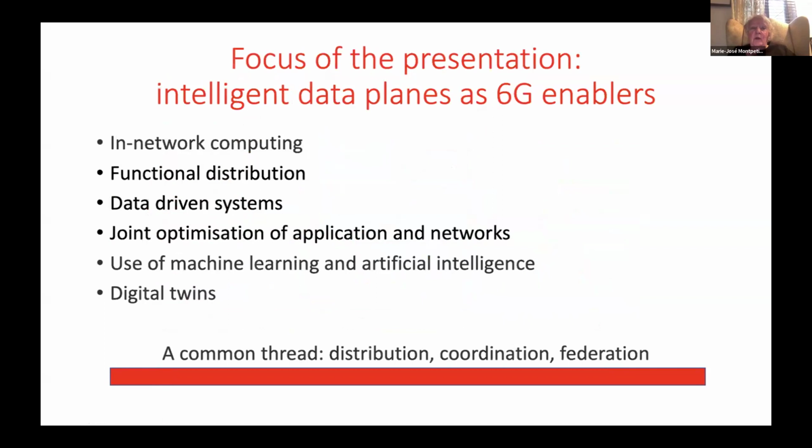The common thread in network computing, this functional distribution, data-driven joint optimization, machine learning and artificial intelligence, and especially federated learning, and digital twin, is, I think, a common thread for 6G. In a way it will be distribution, coordination, and federation. For me, I should make an acronym of this, DCF. I don't know, DCF means something else. But if there's anything you keep from this presentation, it's this: 6G with computing and AI, it's distribution, coordination, and federation.